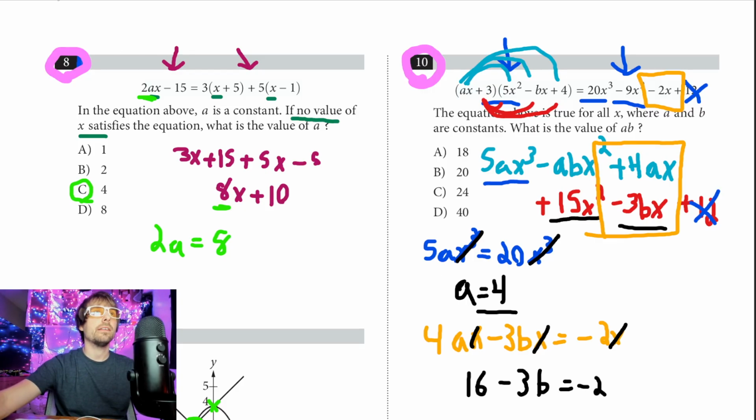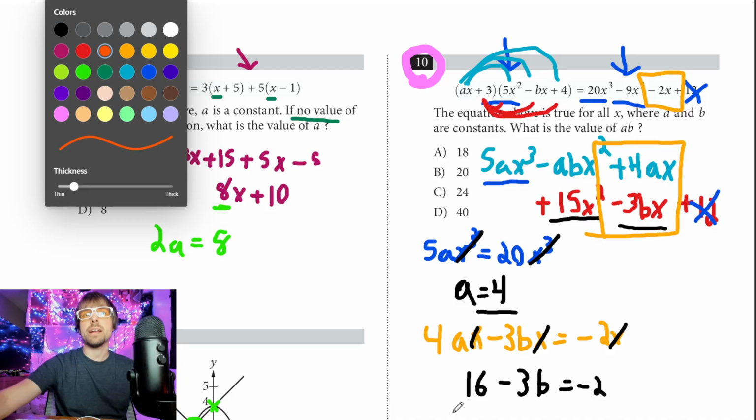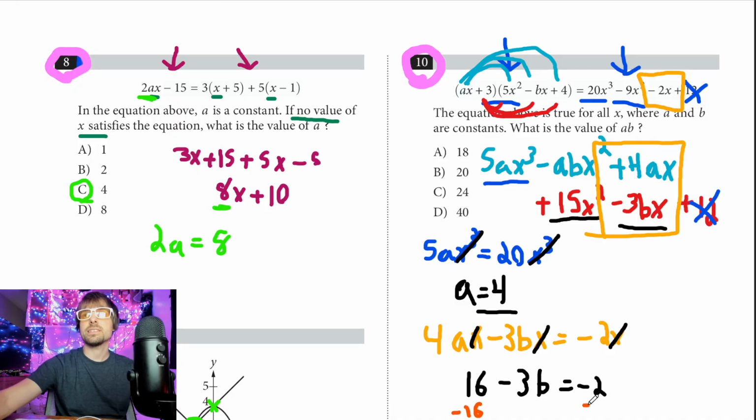I can do this. We can minus 16 from both sides, and we'll write it up here. So now I get negative 3b is equal to negative 18. Divide both sides by negative 3, and I should get b is equal to positive 6. Finally, they want the value of a times b, so I just do 6 times 4, and I get positive 24 here.